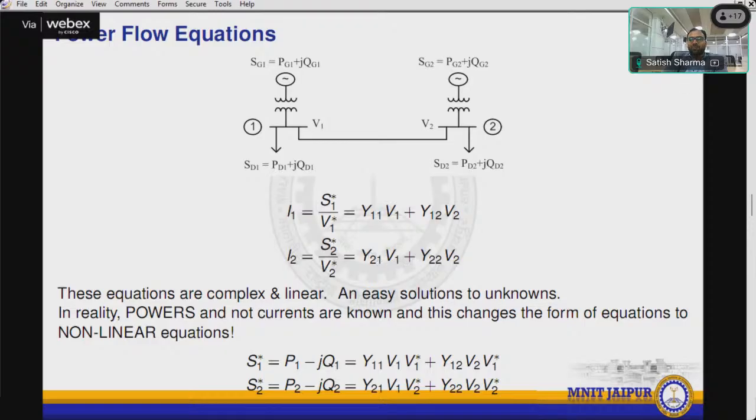Here, if you see these current equations, they look very linear. I1 equals a constant into V1 plus a constant into V2. So I and V are variables, but these look very linear. But actually, everything is basically in power and not in the form of current. So we have to calculate power.